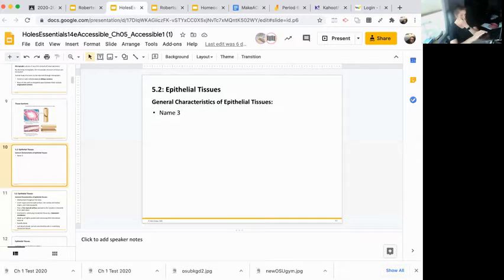So talking about locations. Widespread, yes, this is throughout your body. It's all over. Your skin is epithelial tissue, and then anything that's lining a blood vessel, anything that's lining an organ, all of those are also epithelial tissues.